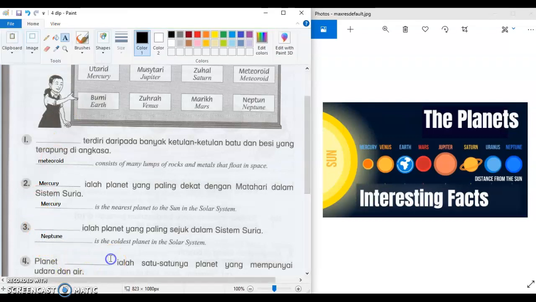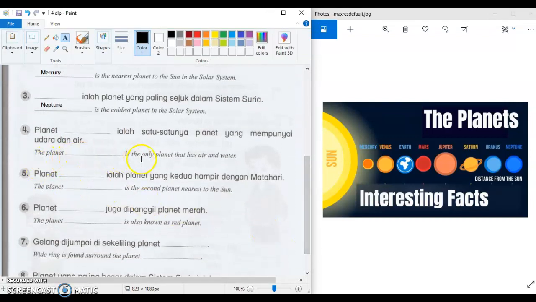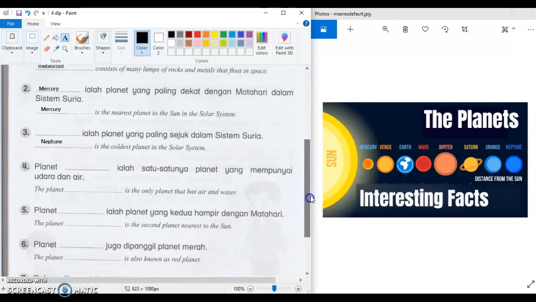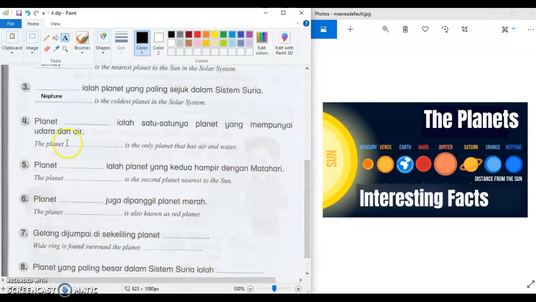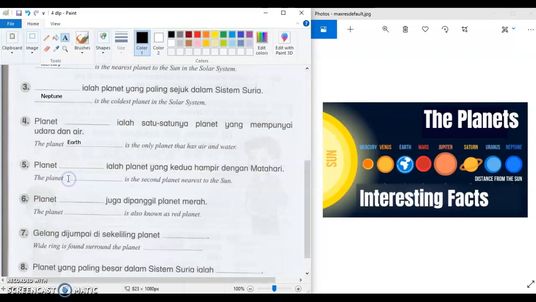Okay, next. Number 4. The planet is the only planet that has air and water. So what is the planet? That is the Earth, our planet. Sebab itulah terdapatnya hidupan. Because of that, there are living things in the planet Earth. Sebab itulah ada hidupan di planet Bumi. Sebab apa? Sebab kita mengandungi udara yang mengandungi oksigen. Jadi hidupan boleh hidup. Ya, kerana hidupan memerlukan oksigen.